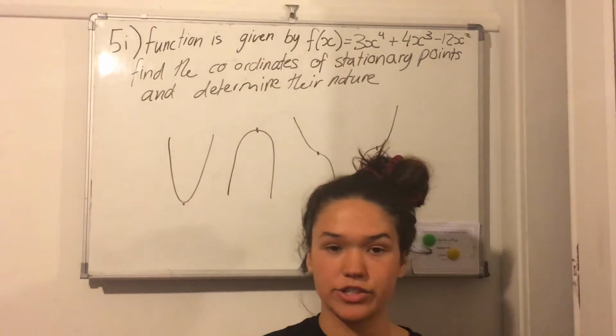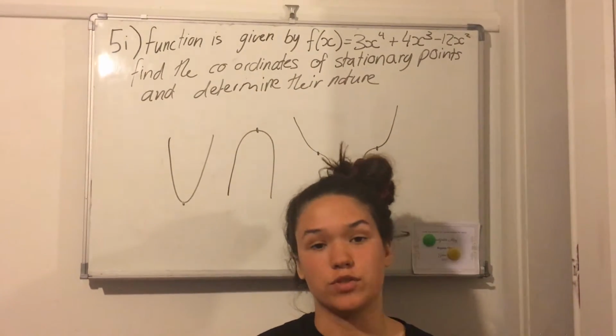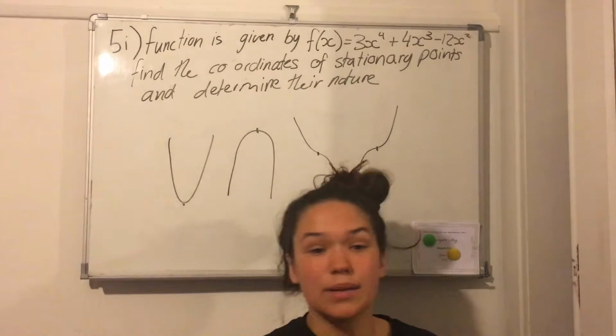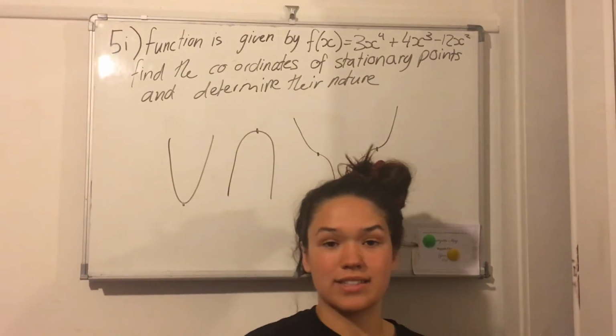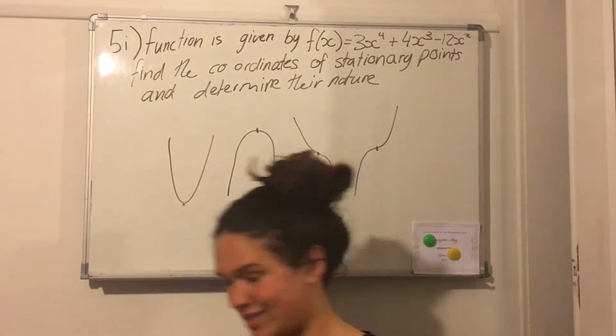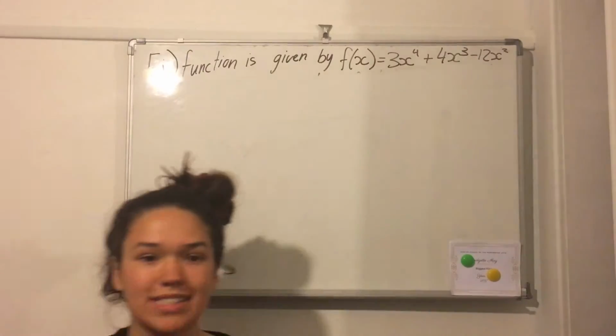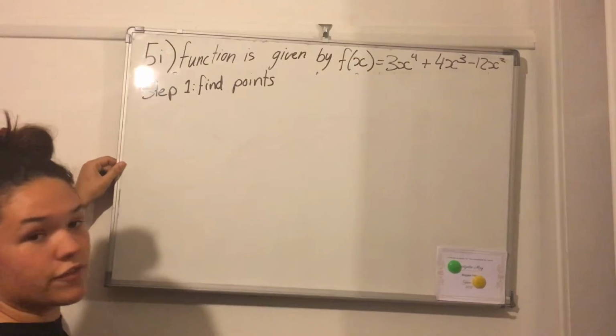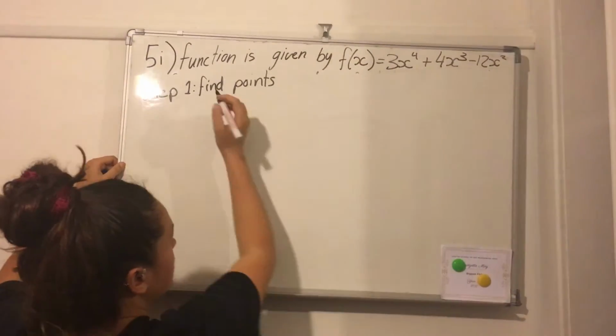Once you've found your stationary points, whenever the function you've derived is equal to 0, by substituting in an x value either side of your stationary point, you're able to determine the concavity of your points. So my step 1 is finding the coordinates. So first step is going to be deriving our function.